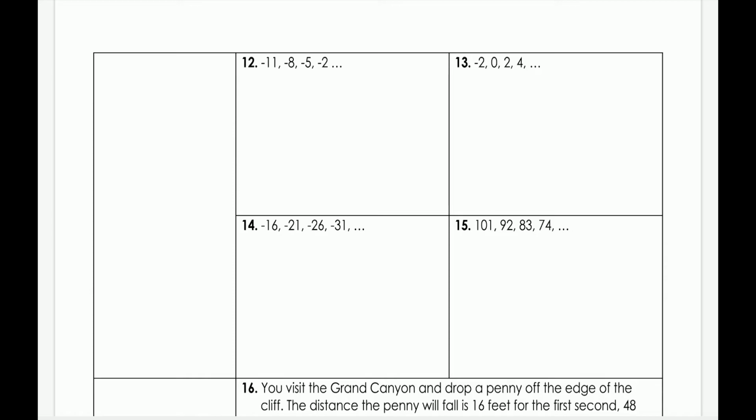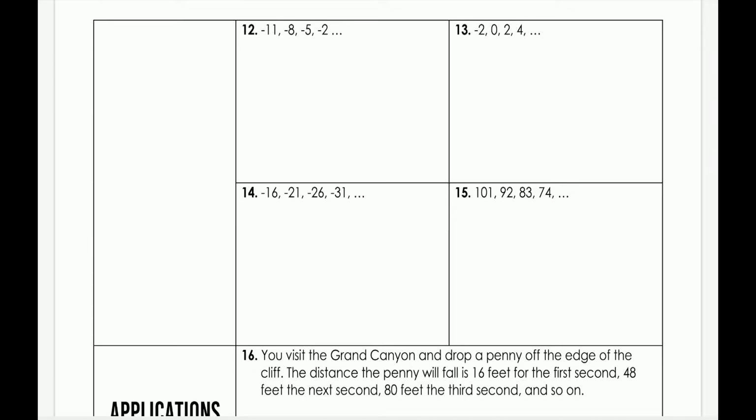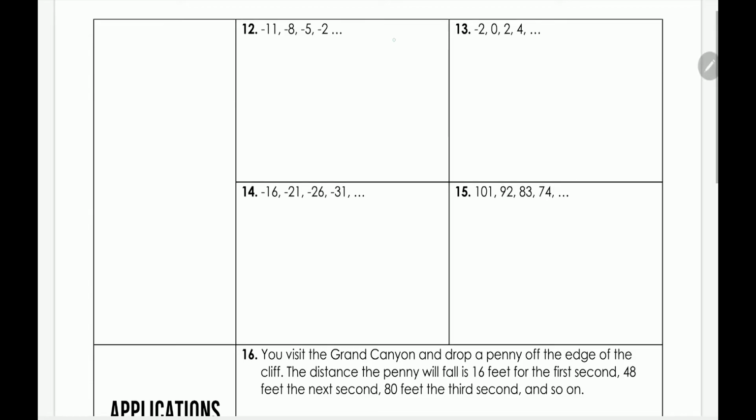Okay, so on the second page, we're going to start off with number 12. We have the sequence -11, -8, -5, -2. And again, this goes on with the previous section, so we're having to find the 19th term. So our goal is to find the 19th term, so we're going to set n equal to 19. Our first term, so a sub 1, is equal to negative 11. Let's go ahead and find the common difference.